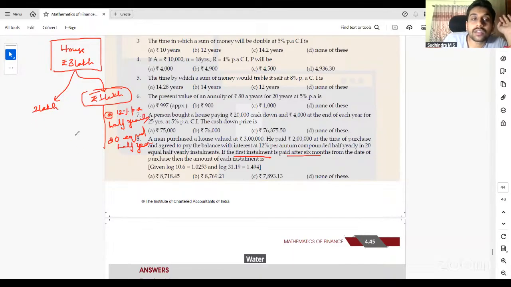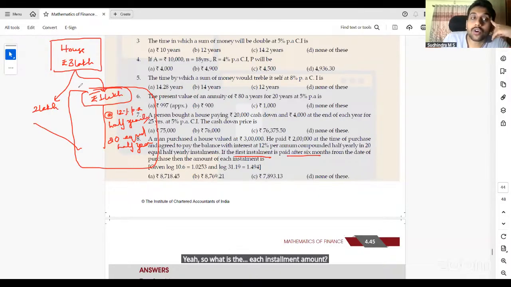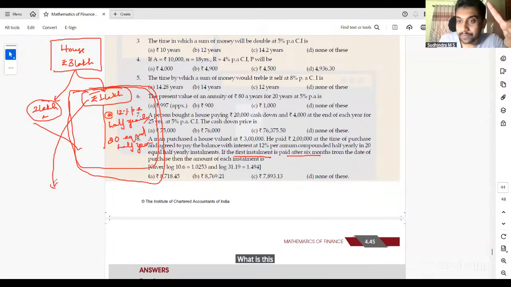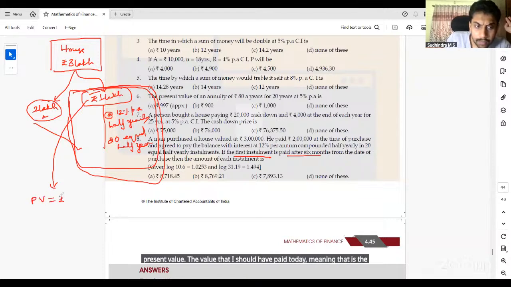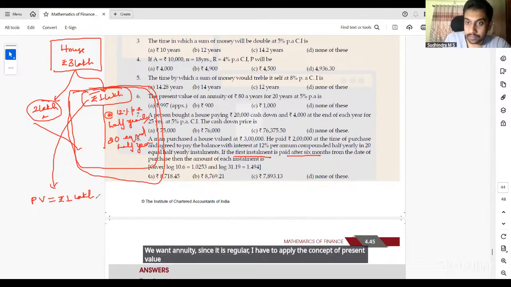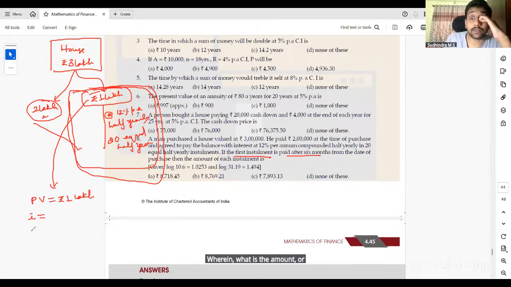What are we supposed to find out? So what is each installment amount? Anyhow, we need not bother about this. We are just bothered about this discussion. What is this 1 lakh here? Present value. Value that I should have paid today, meaning that is the present value lump sum. Present value is 1 lakh. We want the annuity. Since it is regular, I have to apply the concept of present value of annuity regular. Wherein, what is the amount or rather interest? What is I here?